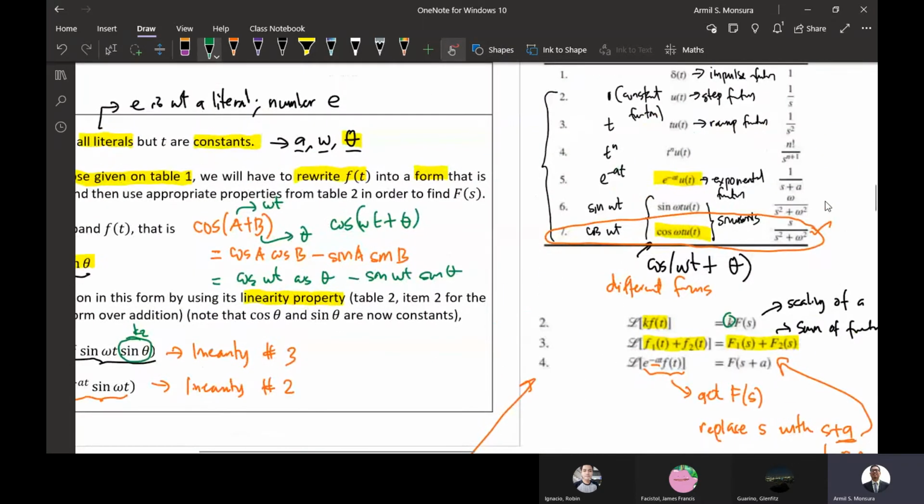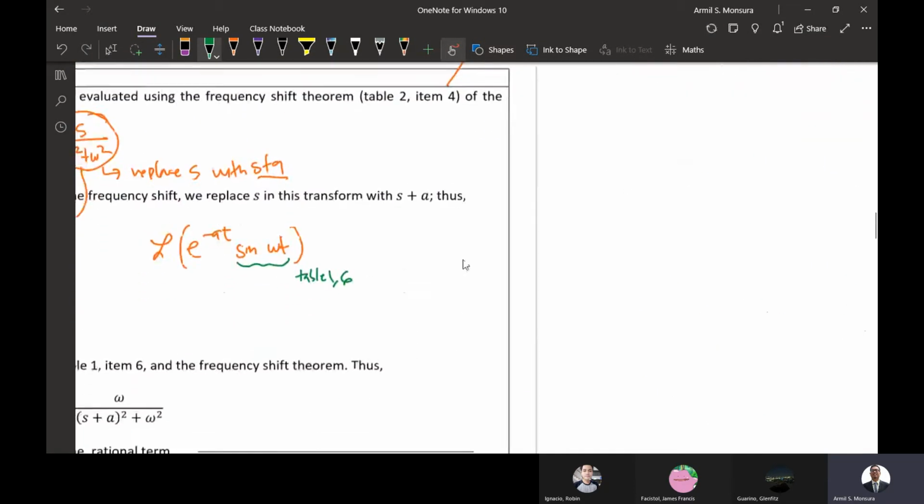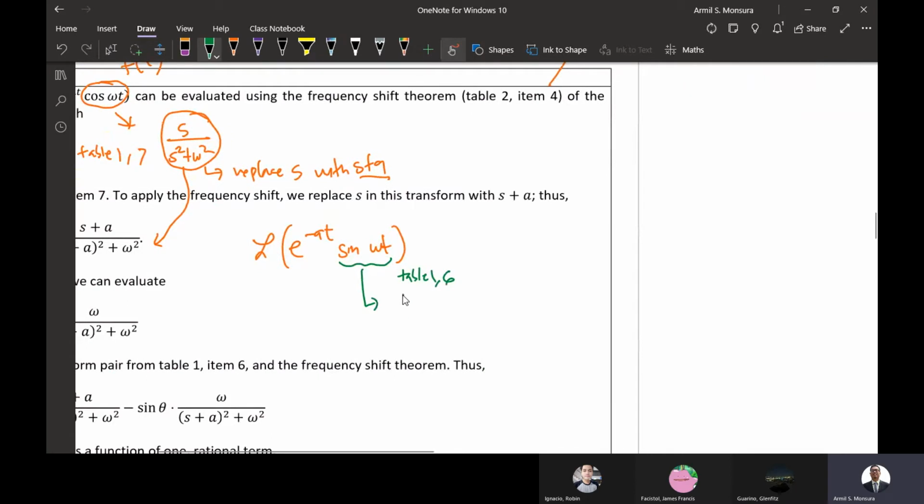Yun, table 1, number 6, ito siya. Tapos omega over S square plus omega square. So, ano daw siya? Omega over S square plus omega square. Then, yung S nito, papalitan natin ng S plus A. So, magiging ano siya? Omega over (S plus A) square plus omega square.